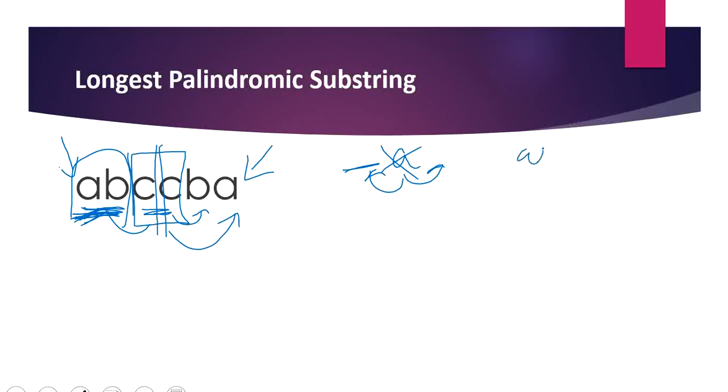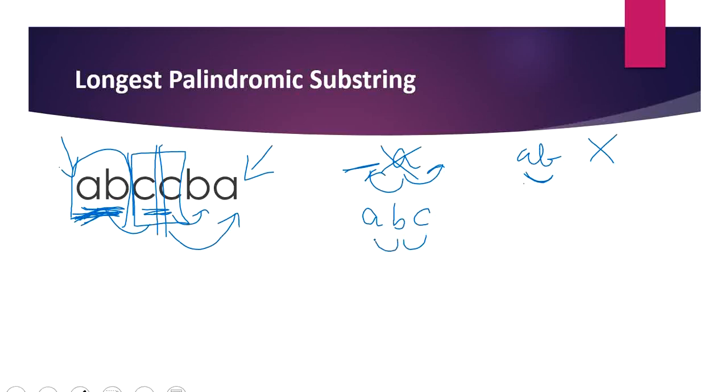So in case of A, B, it is going to check whether A and B are equal. No, they are not equal, so the loop ends. So next we are going to send B alone. The next character to B is C, the previous character to B is A. It is going to check whether they are equal. No, they are not equal.